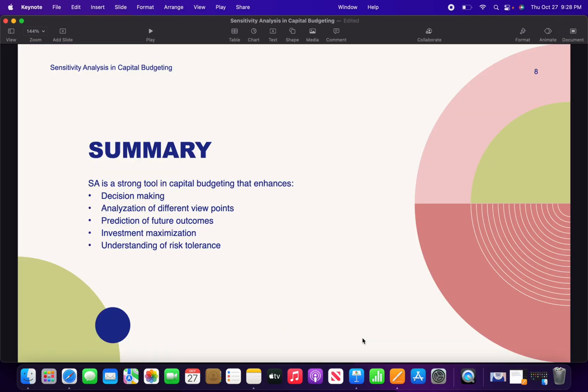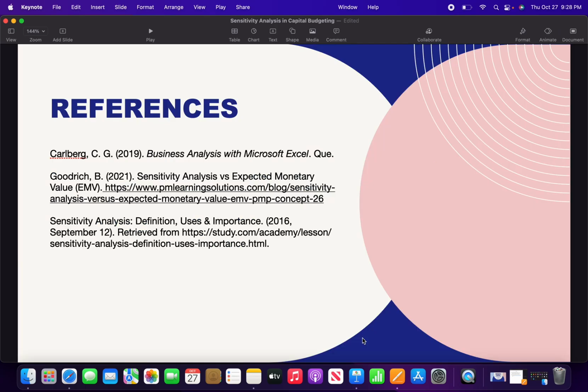So in conclusion, sensitivity analysis is a beneficial tool for businesses because it enhances decision making, it helps analyze different viewpoints, it aids in predicting future outcomes, it helps maximize investments, and it shines light on a company's ability to accept risk.